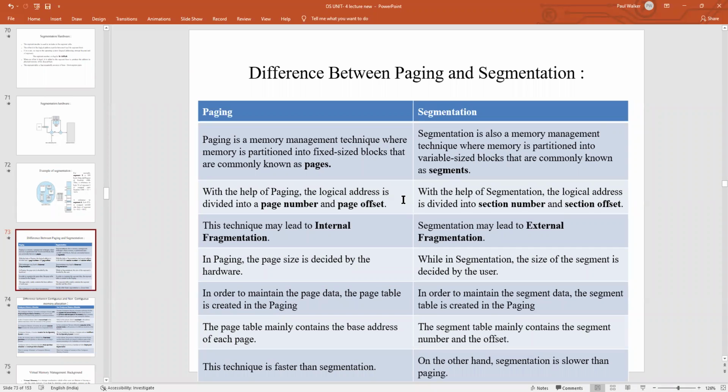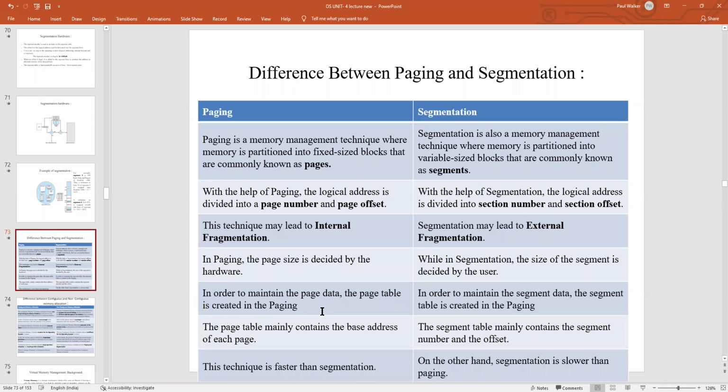With paging, the logical address is divided into page number and page offset. Here, in segmentation, the logical address is divided into section number and section offset. Paging suffers from internal fragmentation. Segmentation suffers from external fragmentation. In paging, the page size is decided by the hardware. Here, the segment size is decided by the user.